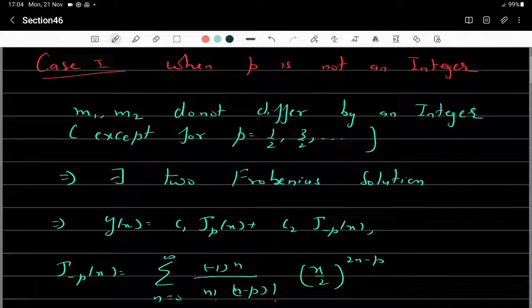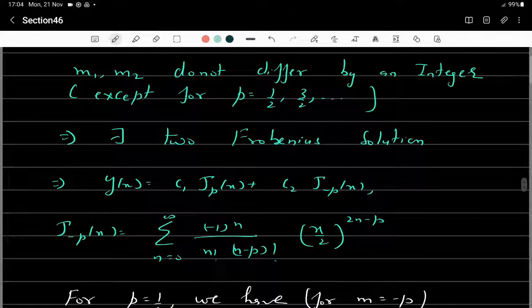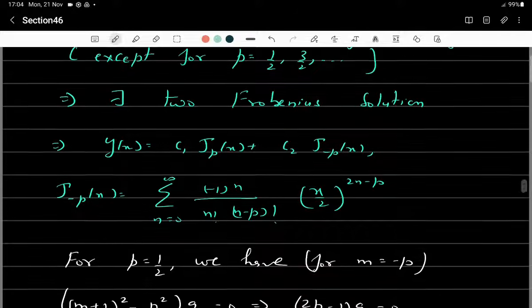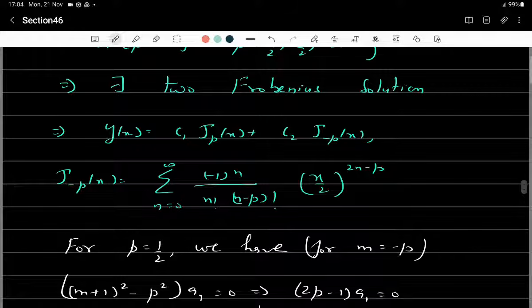Now what will happen when p is equal to half, 3 by 2 and so on? Let's see. When p is equal to half, if I go back and try to compute a1, a3, which I have not computed, for m is equal to minus p, then your equation was (m plus 1) square minus p square a1 is equal to 0, and if I substitute m is equal to minus p, it becomes (2p minus 1) a1 is equal to 0.